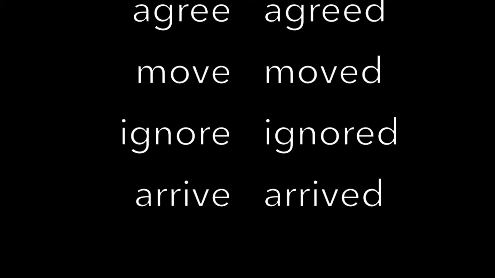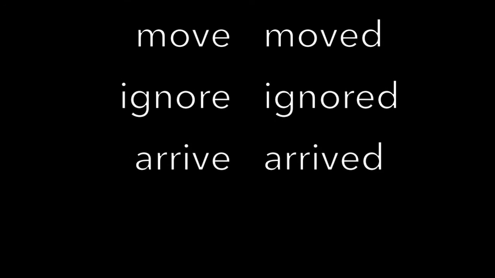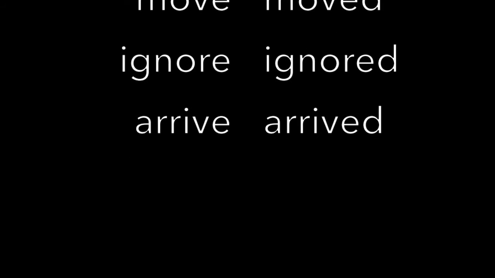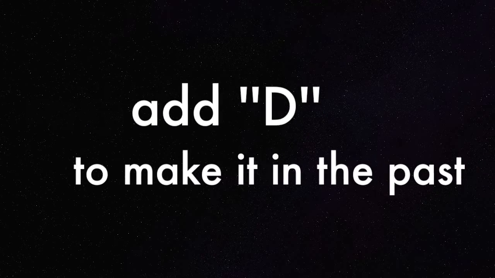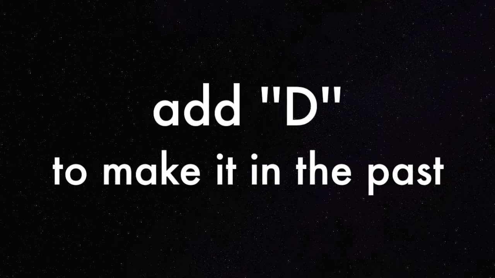Move, moved. Ignore, ignored. Arrive, arrived. All these verbs end with the letter E. So this means that it will be rule number 2. So you simply add D to make it in the past.